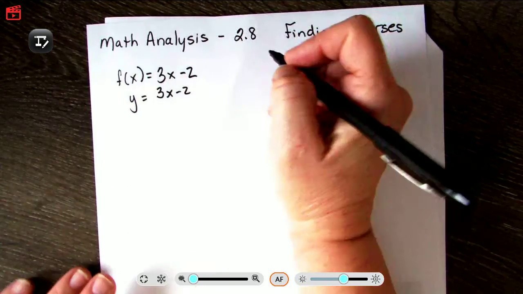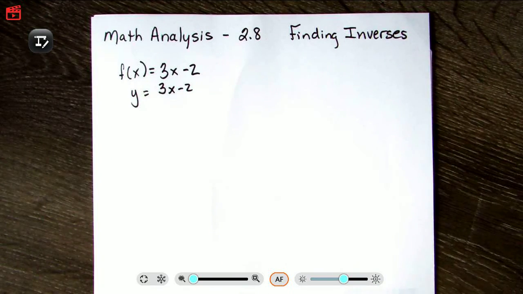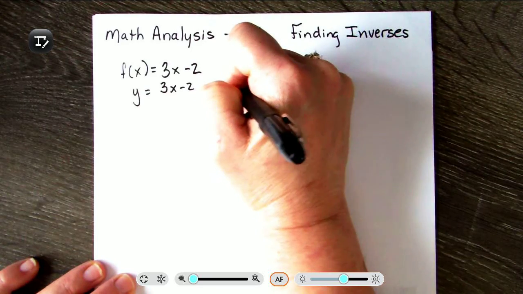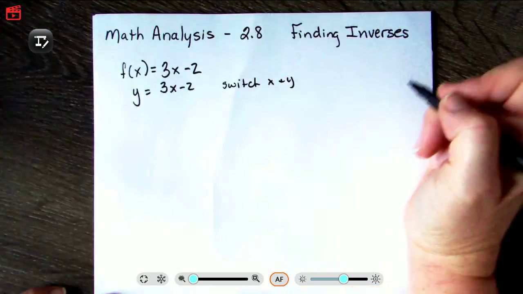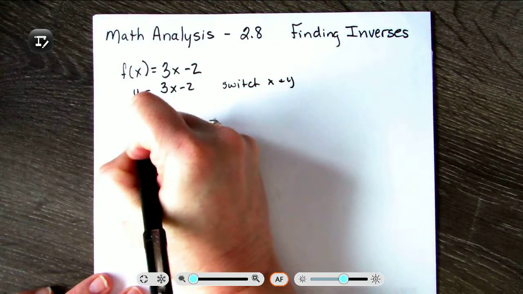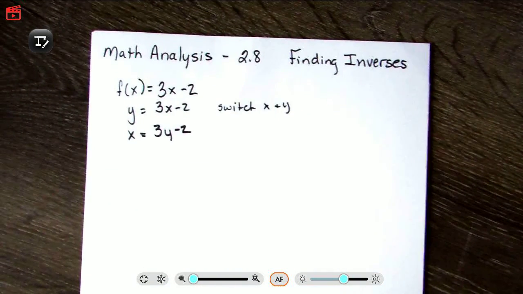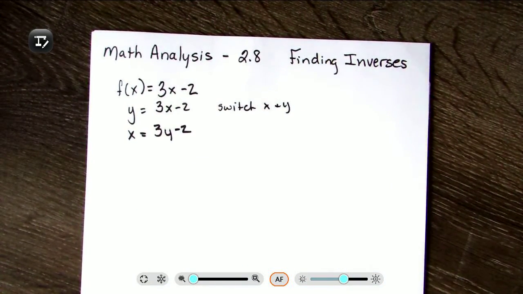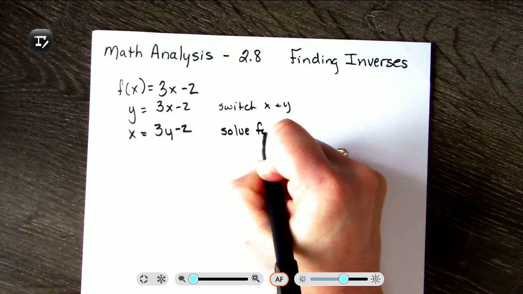And now what we're going to do is, since the inverses basically undo or switch the roles of our x and y's, we are going to switch x and y. So I'm going to rewrite this as x equals 3y minus 2. And then what we're going to do is solve for y.